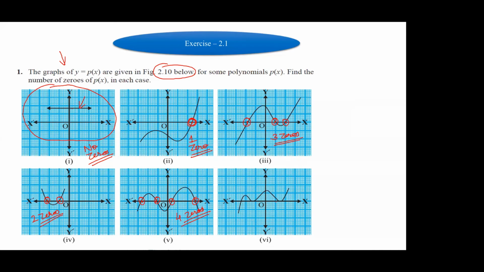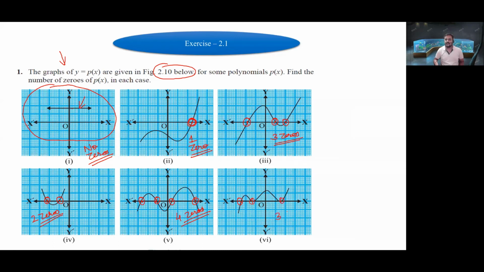3 zeros. This is the first zero, this is the second zero and this is the third zero. So here we are going to get 3 zeros because this curve is intersecting the x-axis at 3 different points. So is it clear to everyone? Exercise, first exercise 2.1. It was very easy. Yes or no? This exercise you will write in the CW.